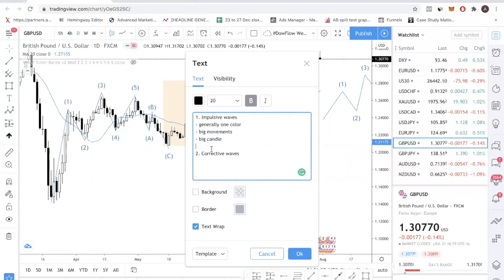Okay, so a corrective wave is just the opposite. You have mixed colors, meaning that you have a lot of consolidation. You have a white, black, white, black, white, black.